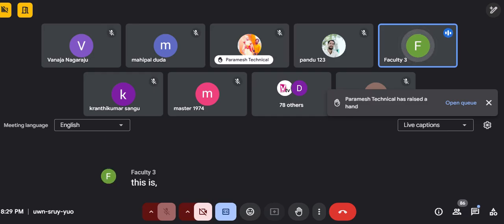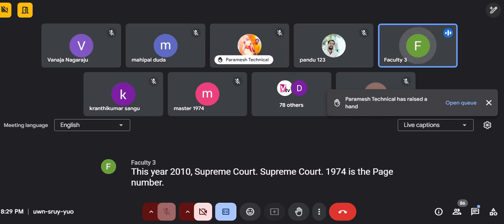This is AIR 2010 Supreme Court 1974 is the page number.